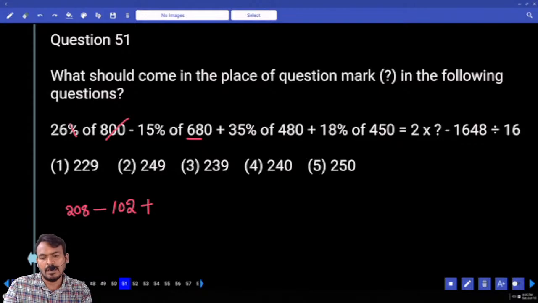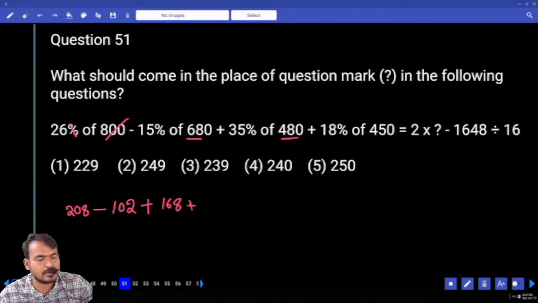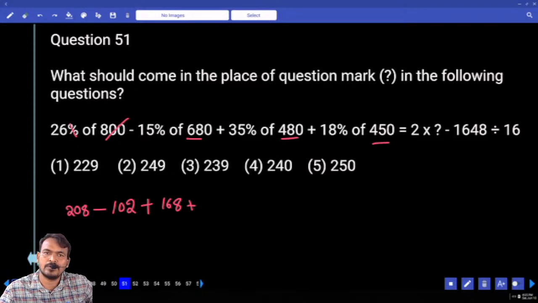102 plus 35% of 480. And what is the 30%? 144. 5%, 24. Total it is 168. Plus 18% of 450. 20% minus 2%. What is the 20%? 90. 2%, 9. It will be 81.